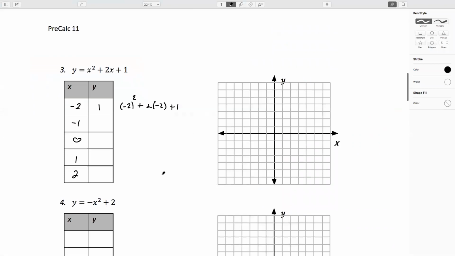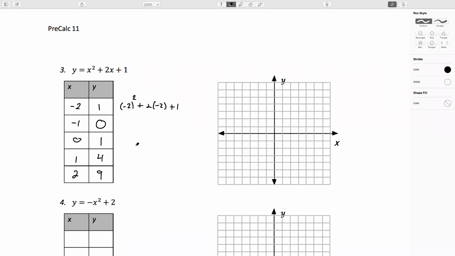It's a good habit to get into when you're starting to learn how to do tables of values. But once you've done enough of them, you don't have to actually plug all your numbers in every time, unless you're stuck without a graphing calculator. Sometimes on a test you might be. Anyways, in this case, -1 will correspond to a y value of 0. 0 will correspond to a y value of 1. 1 will correspond to a y value of 4, and 2 will correspond to a y value of 9.